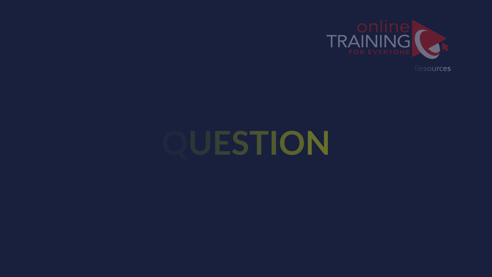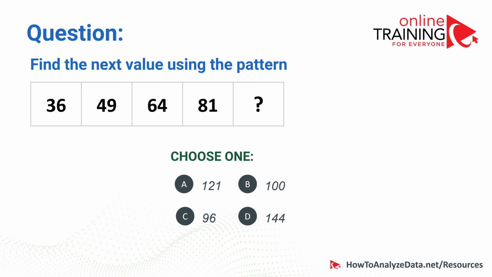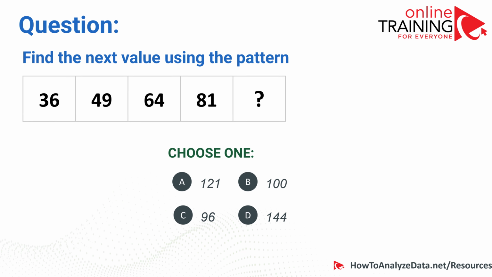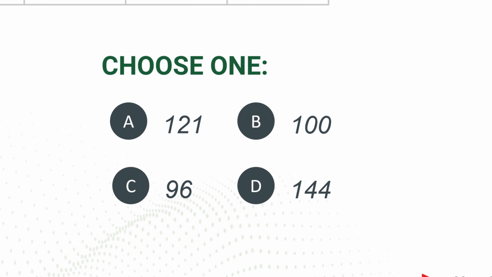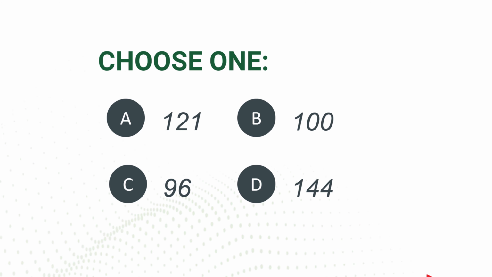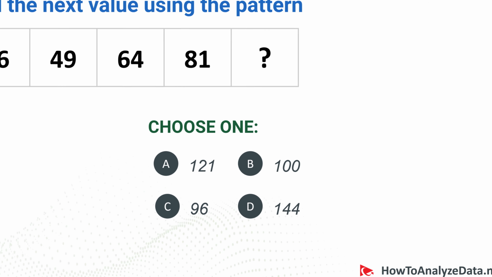Now let's look at the very tricky question, which is frequently used as part of a variety of different tests. Find the next value using the pattern, and you're presented with the patterns of values 36, 49, 64, 81, and you need to find the next number. You have 4 choices: 121, 100, 96, and 144. What do you think is the right choice here?